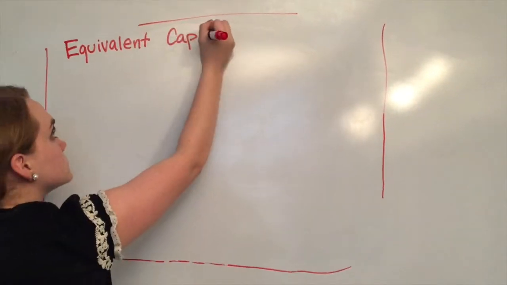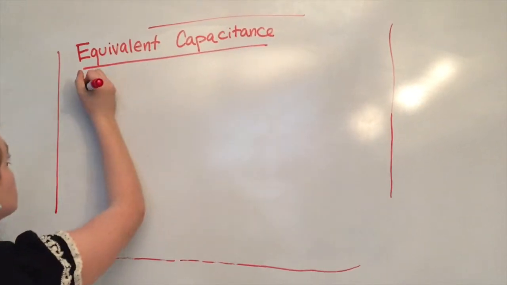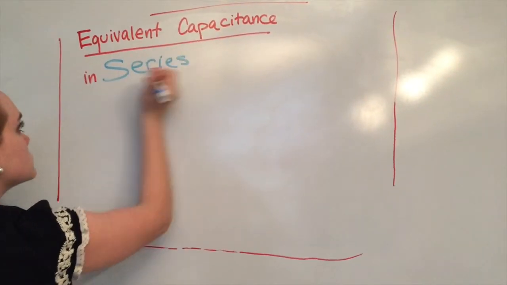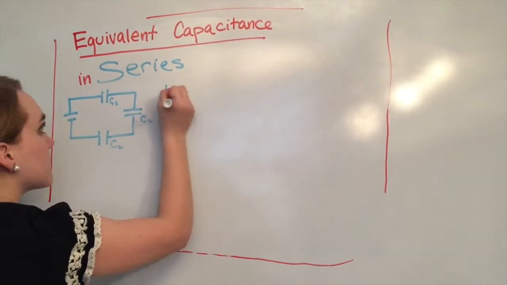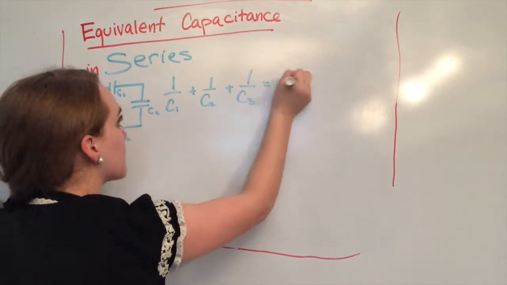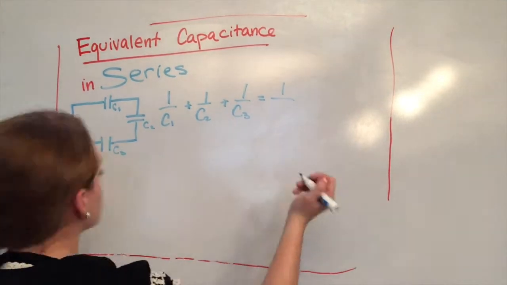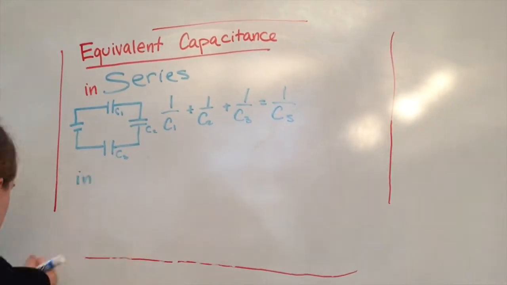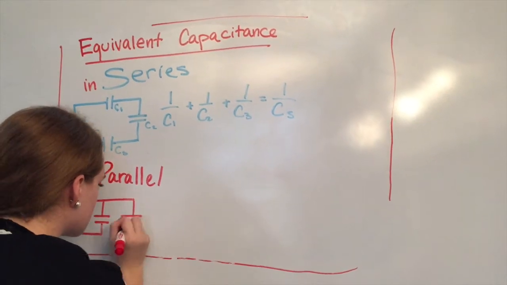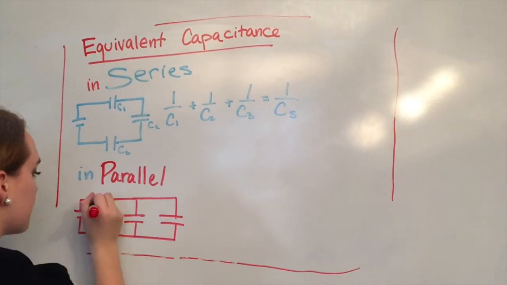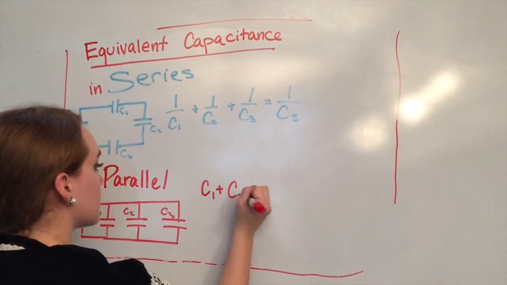Now let's talk about equivalent capacitance. Just like other qualities of circuits, capacitance follows different rules depending on the type of circuit. In a series circuit, the reciprocal of the total capacitance is equal to the sum of the reciprocals of the individual capacitor's capacitance. In a parallel circuit, the total capacitance is the sum of the individual capacitor's capacitance.